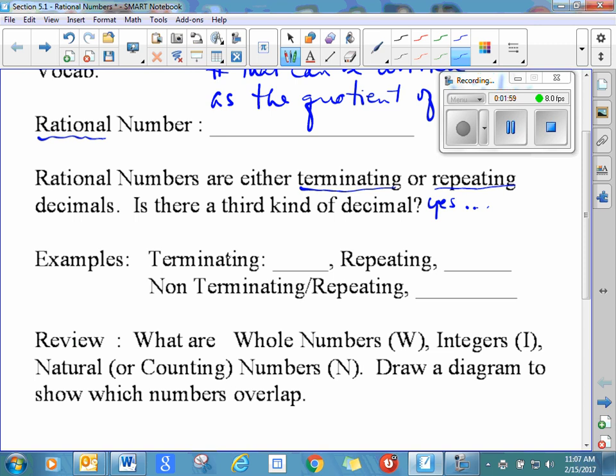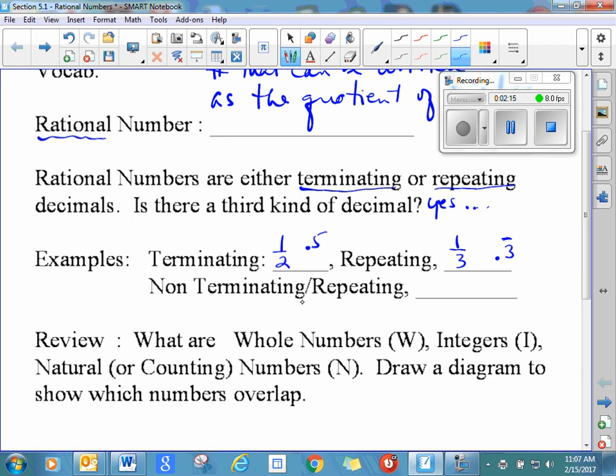So examples, a simple example of a terminating decimal, 1/2. It turns into 0.5 and it stops. A repeating decimal, 1/3. It turns into 0.3, but the 3 repeats forever. So we write it like this.